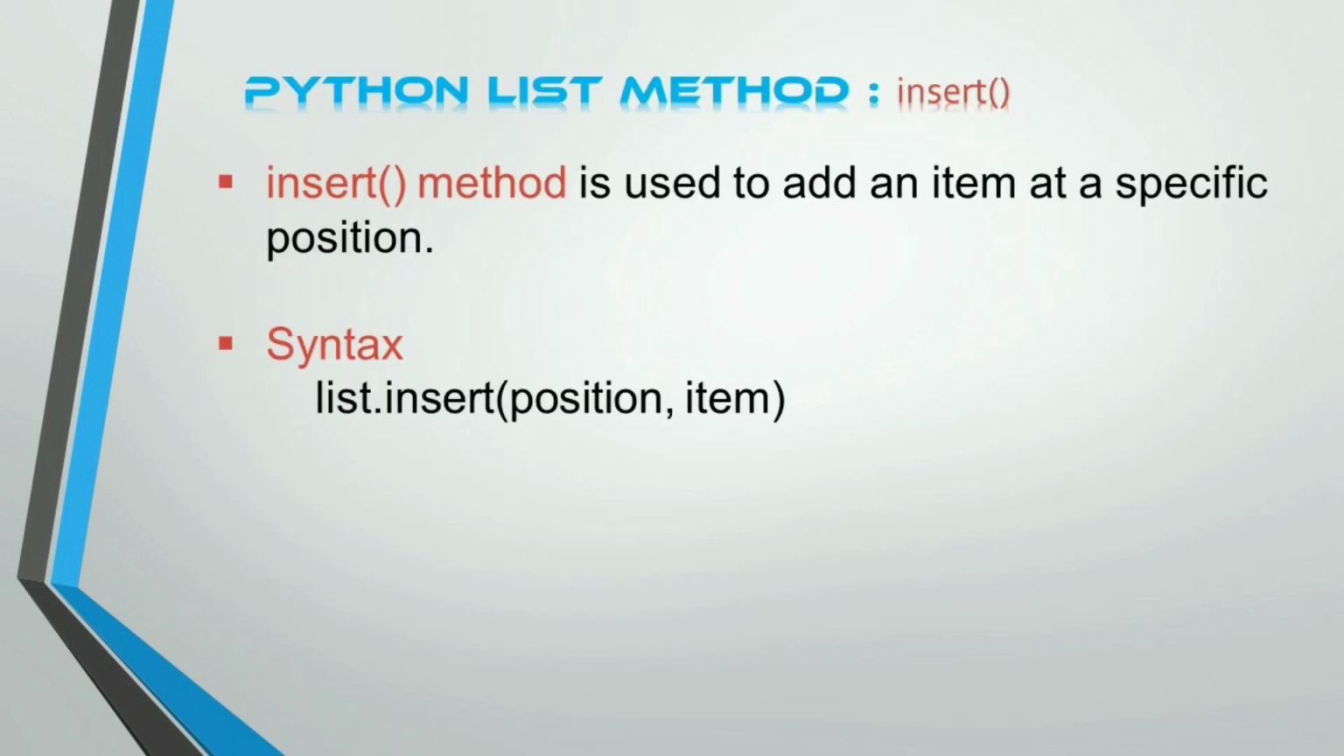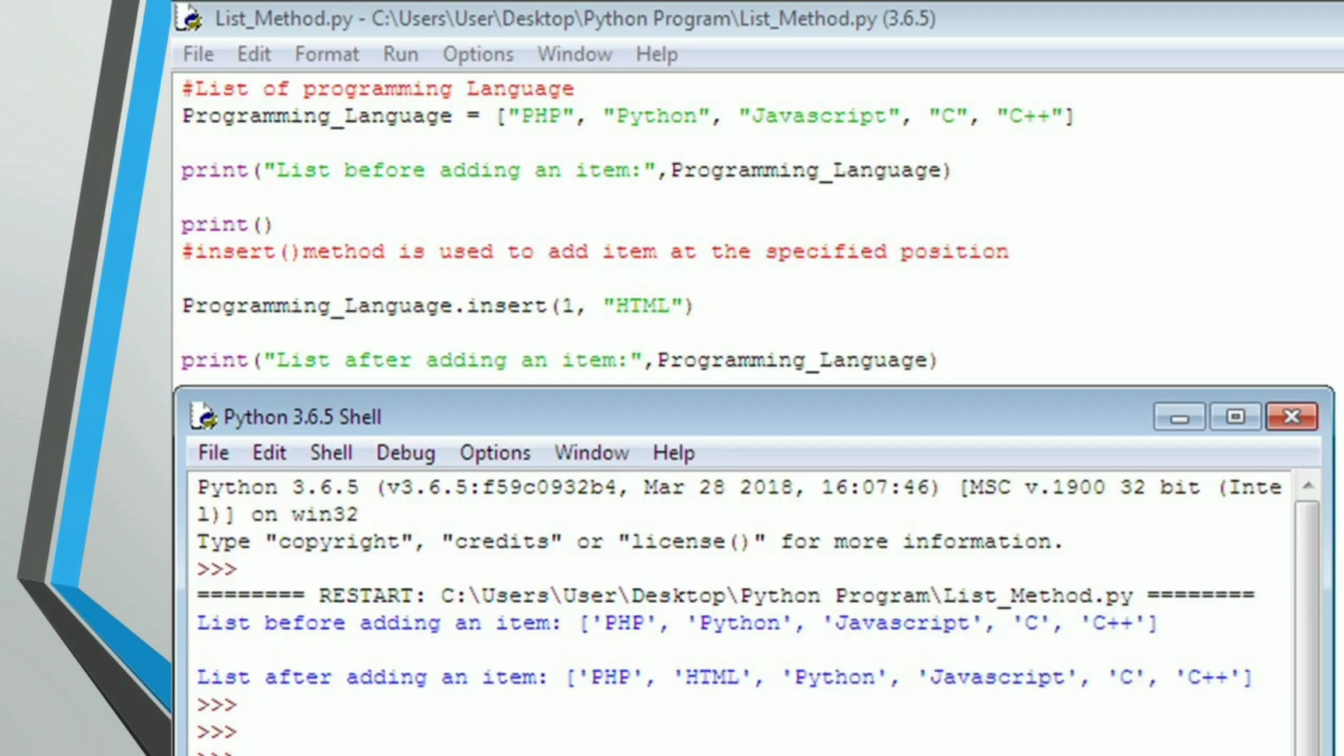Next method is insert method. Insert method is used to add an item at a specific position. Syntax of insert method is list.insert, position and item name. You can see in Python IDE, here I have added HTML in position 1 in the programming language list.